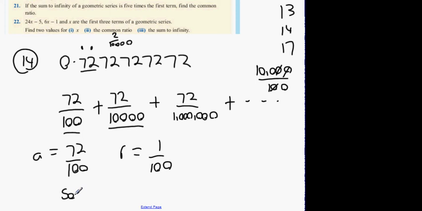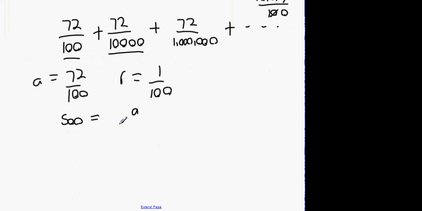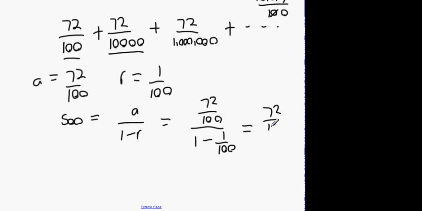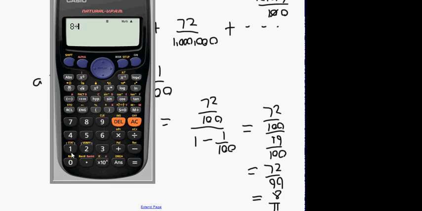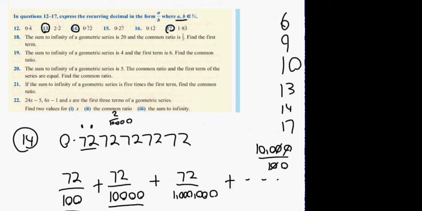Then you're going to get s infinity, because these decimals keep going on forever. So it's going to be equal to a divided by 1 minus r, which is going to be 72 over 100 divided by 1 minus 1 over 100. Which is going to be 72 over 100 divided by 99 over 100, which is going to be 72 over 99, which is 8 over 11. So let's see if 8 over 11 works. And 72, 72, 72, 72, 72. Okay, so that's that one done.